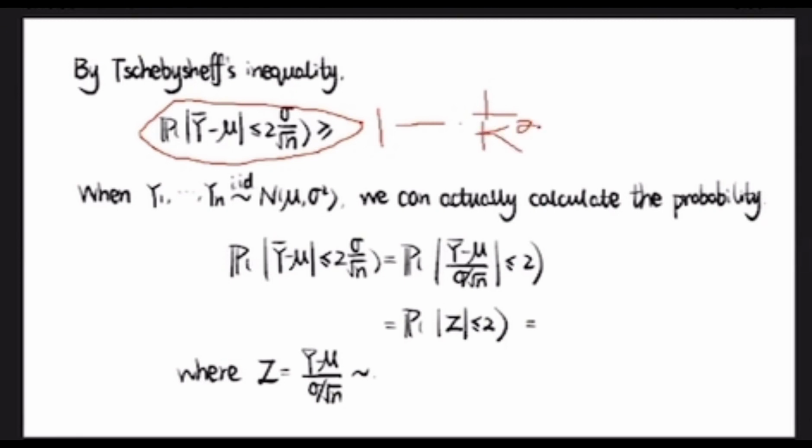What is my k? 2. That will be 1 minus 1 over 2 squared. That will be 3 over 4, right? 75%. Now, I want to say this. I want to say this now.